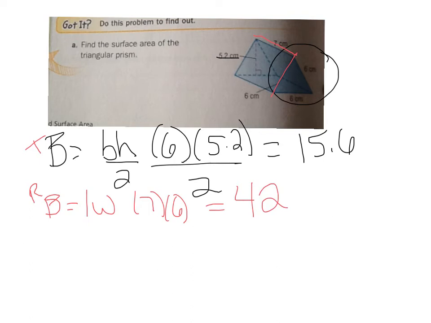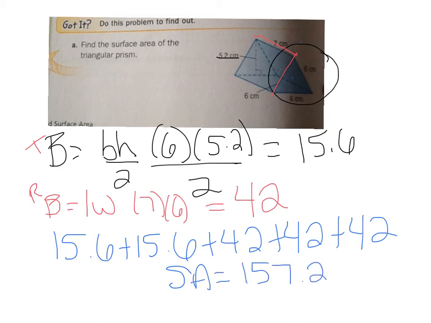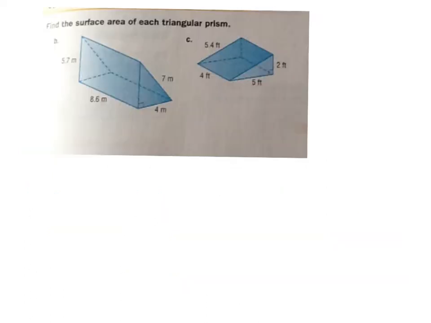So if we remember from the last slide, there are 2 pieces of triangle, so I do 15.6 plus 15.6. And then there are 3 rectangles, so I'm going to add 42 3 times. When you do that all on your calculator, your surface area is going to equal 157.2 centimeters squared. Remember, we're back to surface area, so we're using squared for our labels. Let's do one more example.